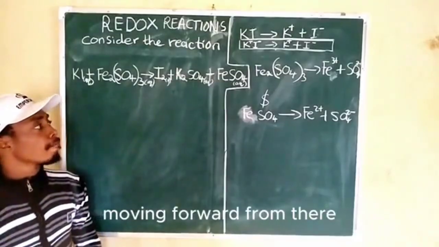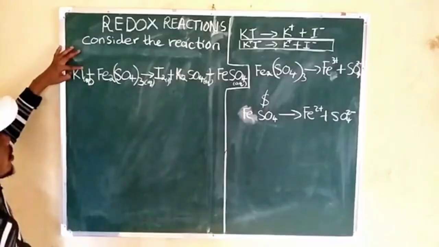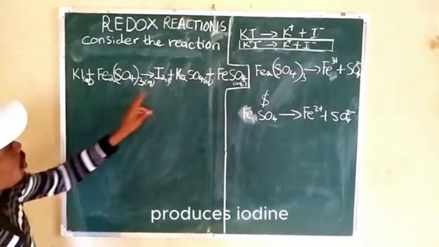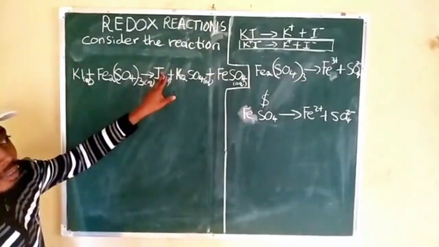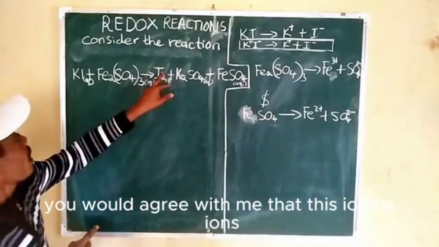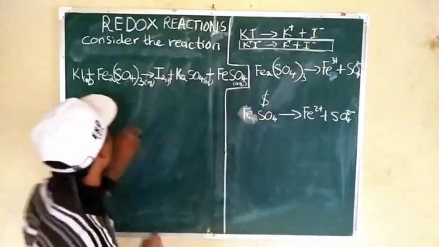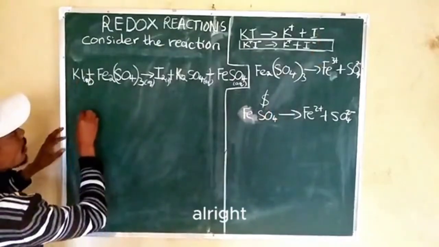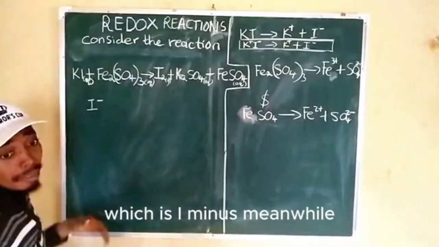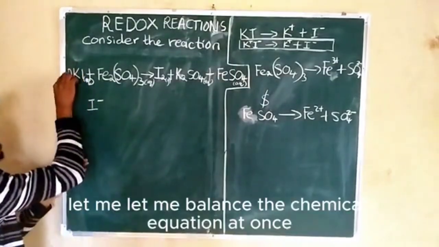Moving forward from there, since we know this, potassium iodide produces iodine. If you look at what is happening there, you would agree with me that these iodide ions, which is I minus, meanwhile, it will be necessary to balance the chemical equation at once. Let me balance the chemical equation at once.